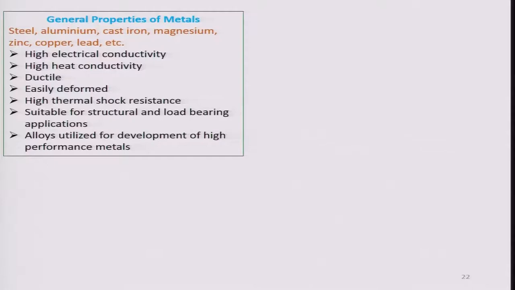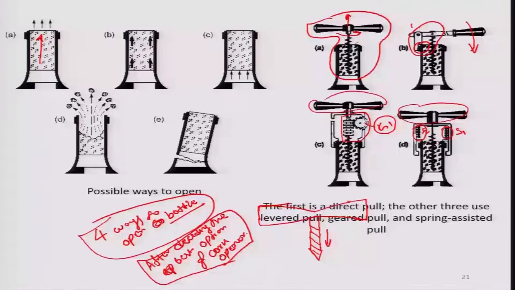So here are some properties of the materials. The first is the general property of metals, I will talk about metal. Common metals are steel, aluminium, cast iron, magnesium, zinc, copper, lead, etc. These materials can be used to make your cork opener.